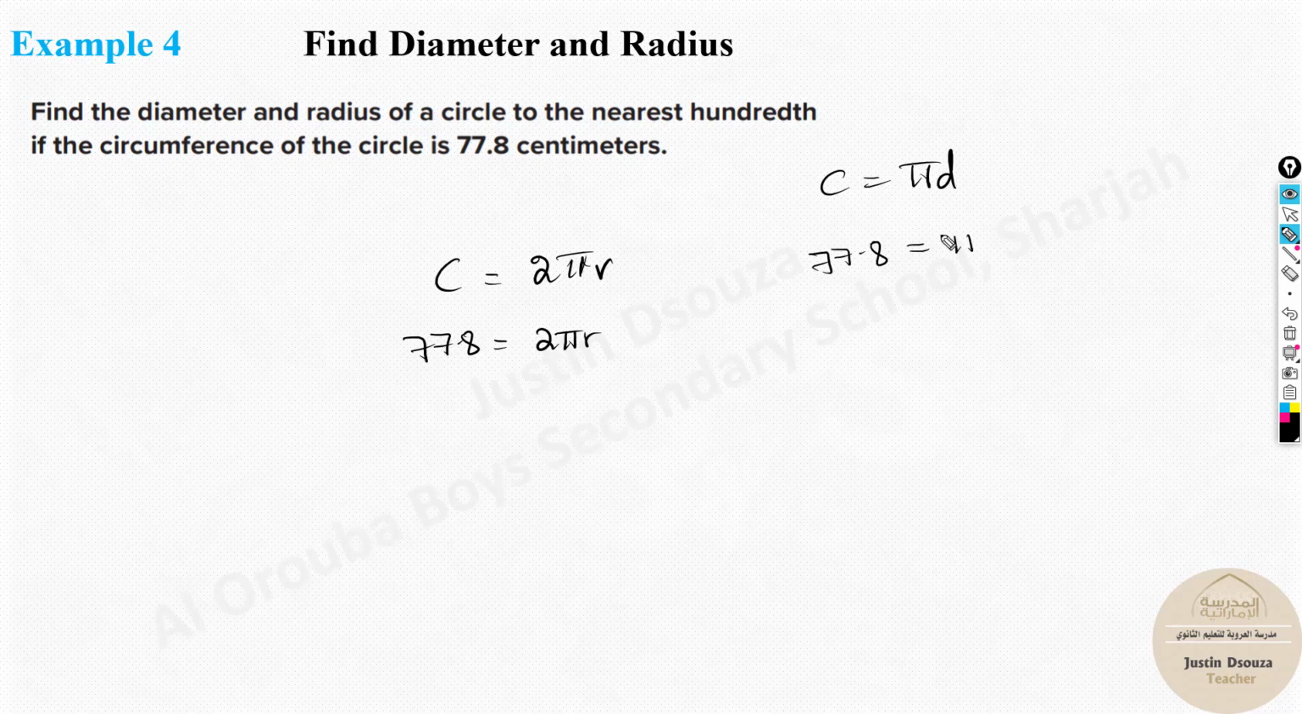77.8 equals pi d. Now you need the diameter here, so take pi to the other side. It will be 77.8 divided by pi, that is the diameter answer. Here it will be 77.8 divided by 2 pi, that will be r. Now you need to use your calculators and solve over here.